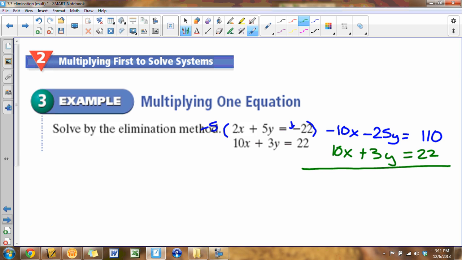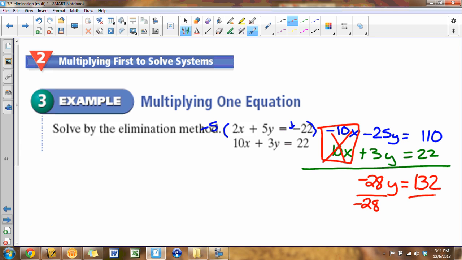Okay, and now I can add my equations together. So this right here, of course, that's going to go away, which is what we were hoping for. The next one, the y's, when I do -25y and +3y, I'm going to get -28y. And then 110 plus 22 is 132. Okay, then I'm going to divide both sides by -28.